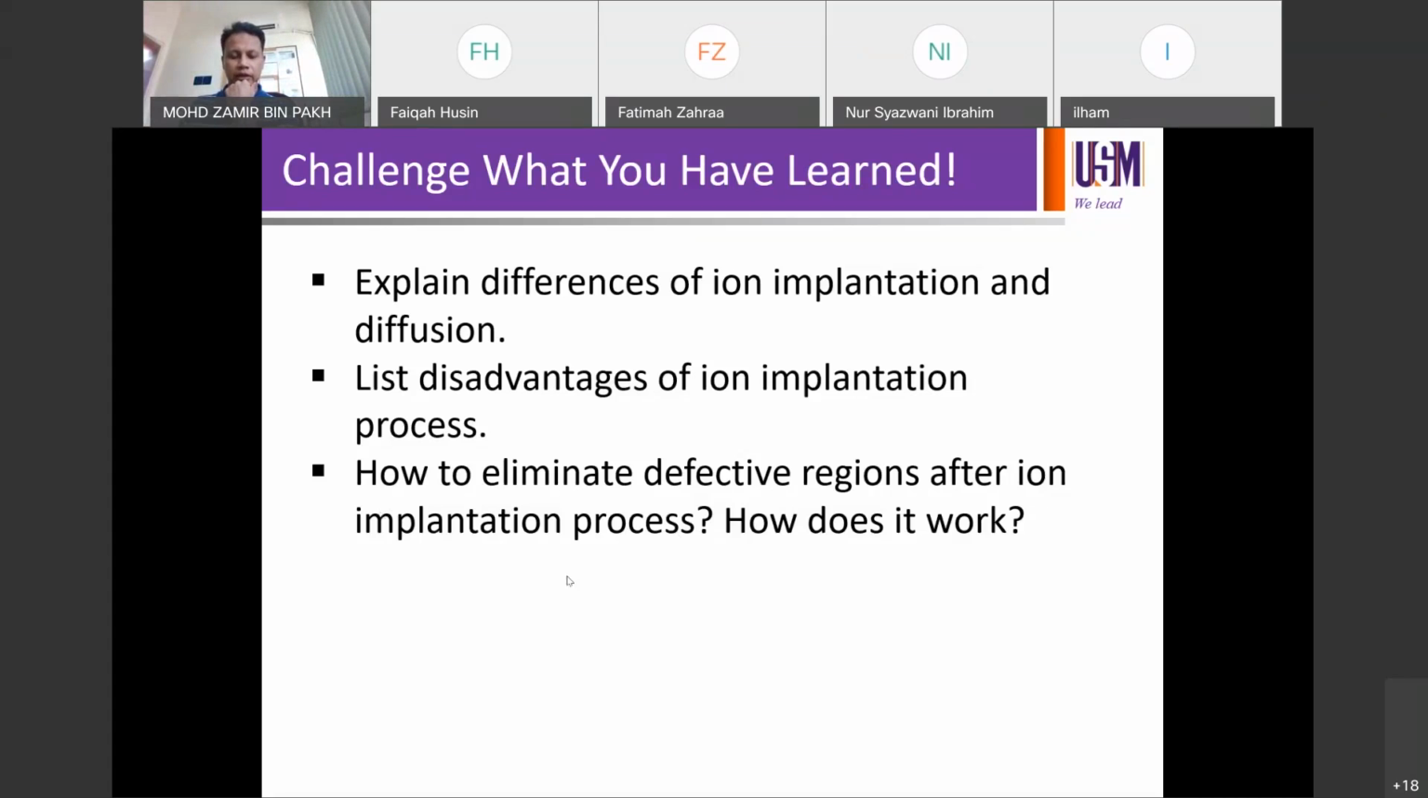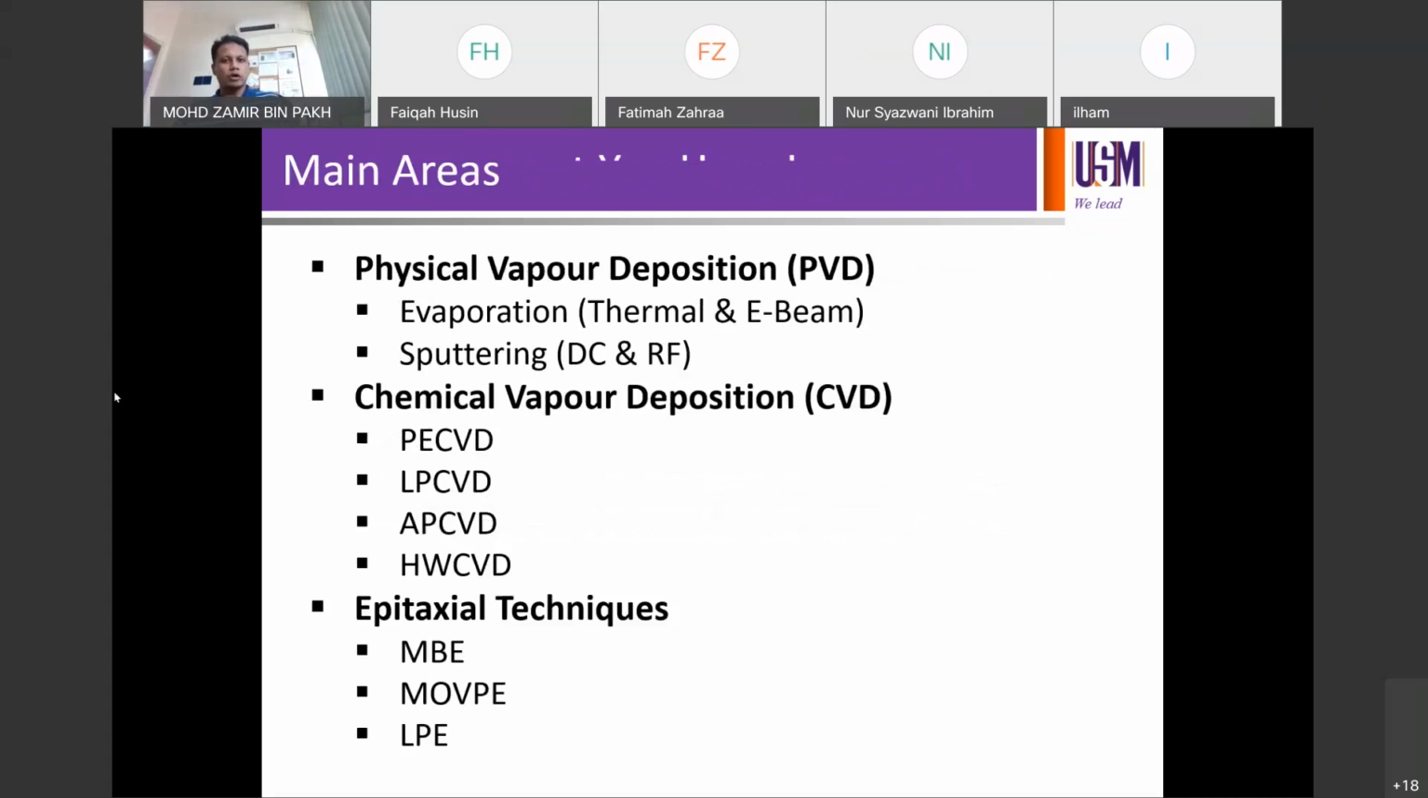So we've done annealing processes now, and we've seen how the lattice is restored from amorphous silicon due to the high energy implantation back to monocrystalline silicon as the original condition. All right, so let's move on to thin film deposition.